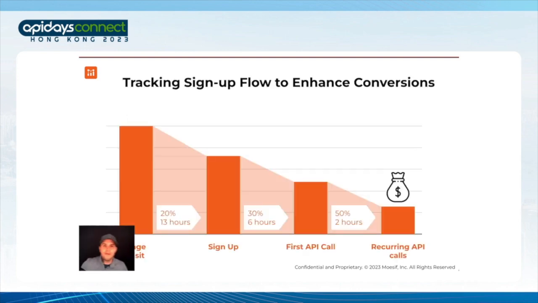Now, as part of that, you want to make sure that you're tracking your signup flow to enhance the conversions that you're having. So as you can see in this chart here, we have first bar is page visits, then how many people do a sign up, then how many make a first API call, and then how many have recurring API calls. And that's where you really start to get some of that revenue bumping up. So you want to make sure that the entire process is really honed in and enhanced.